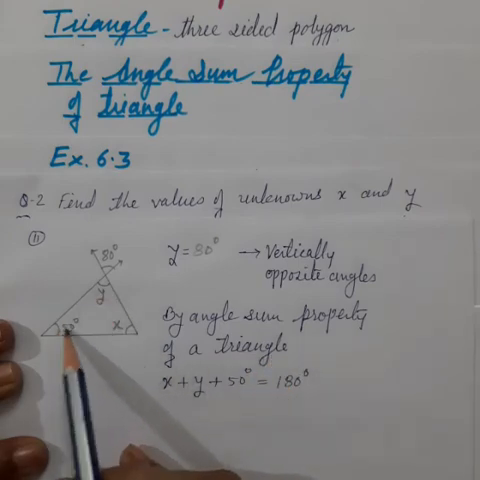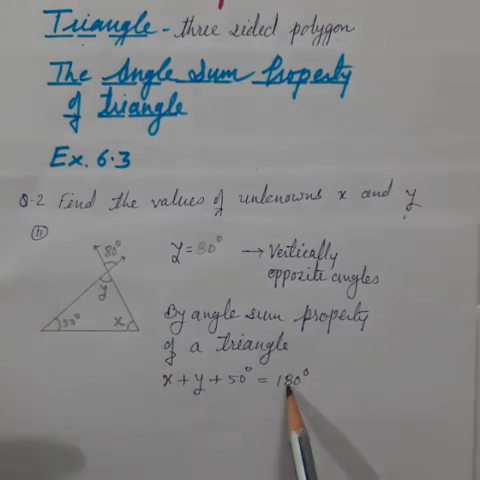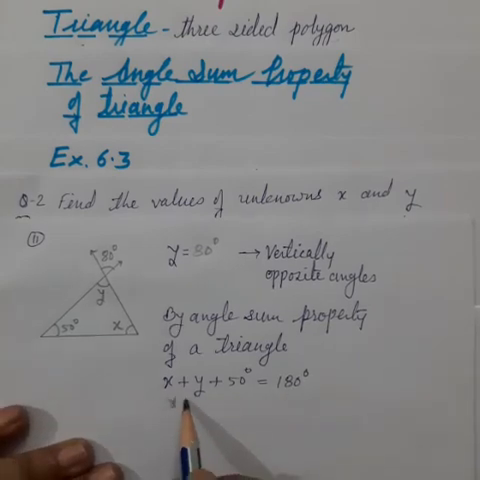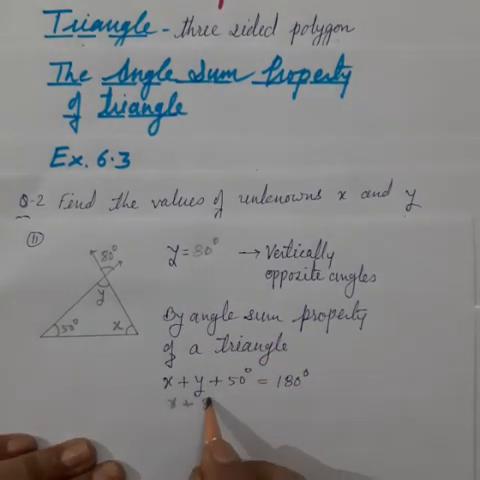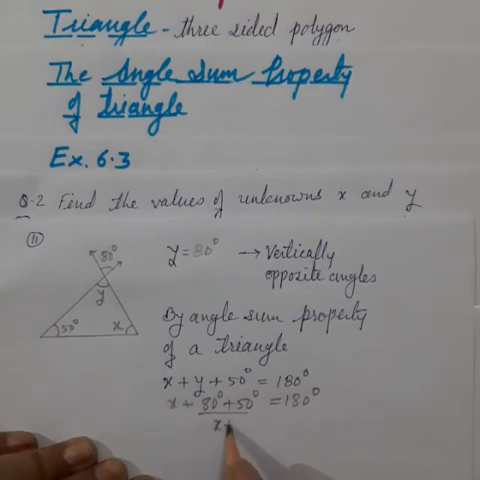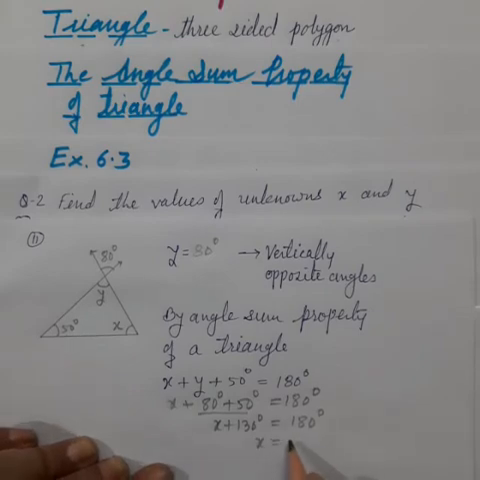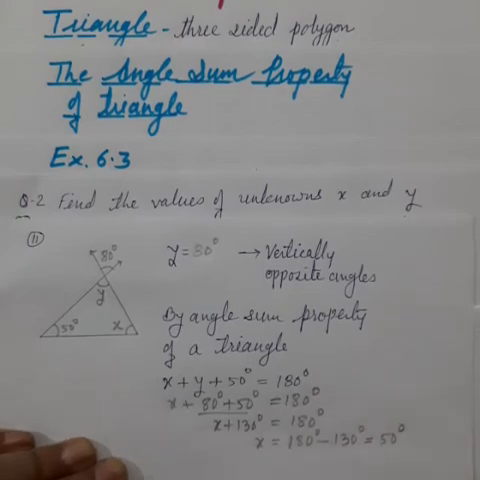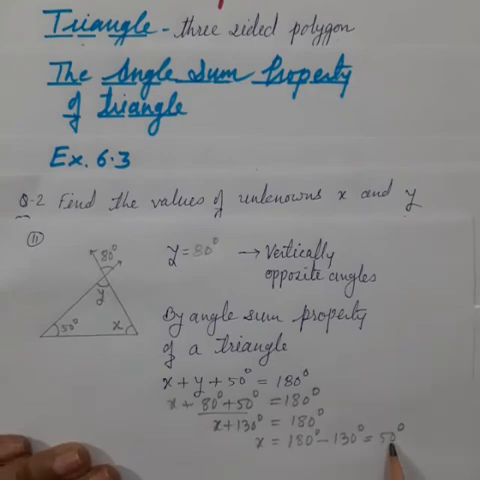The sum of these three angles of the triangle is 180 degrees. So x plus y, that is 80 degrees plus 50 degrees, equal to 180 degrees. 80 plus 50 is 130, so 130 degrees equals 180 degrees. To find the value of x, transpose 130 degrees to the right-hand side and subtract. So we'll get 50 degrees. The measure of x is 50 degrees and the measure of y is 80 degrees.